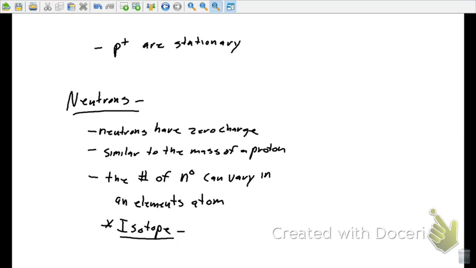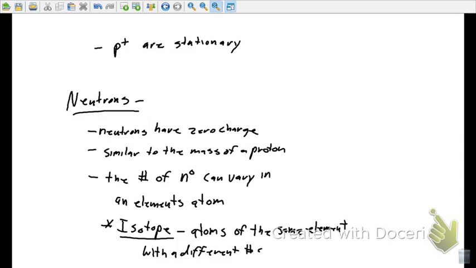So I'm going to give you the definition that I feel is good, which would be atoms of the same element with a different number of neutrons. This is a lot of detailed information that I would like you to know about the structure of an atom.